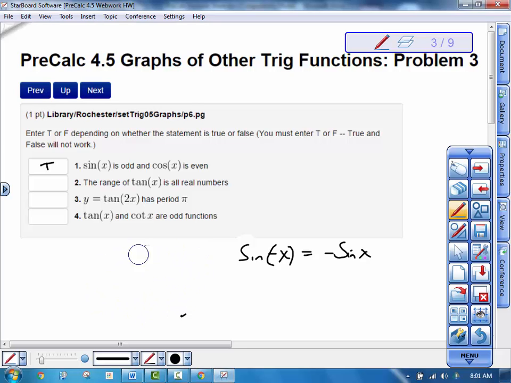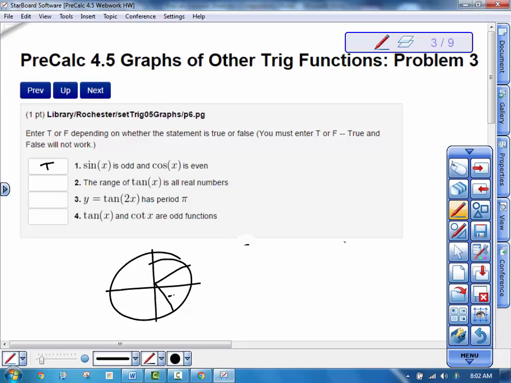And cosine is even similarly, because on the unit circle, if you have a negative x and a positive x, the cosine values are the x values, which are the same. I didn't draw that very well. But the cosine is the same for here. So say the cosine is square root of 3 over 2 here. It's the same for both positive and negative, and that's what the even says. It says that the cosine of negative x is the same as the cosine of x.